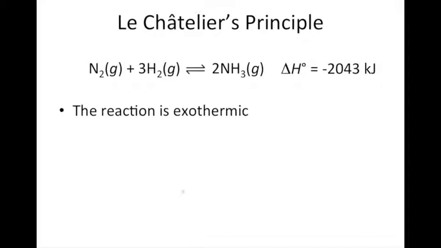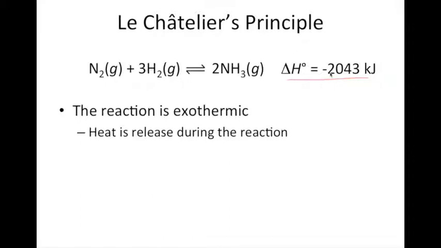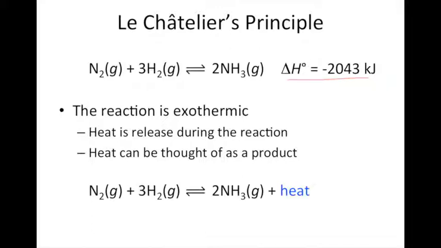Let's examine a couple of reactions. First, let's look at this reaction. Nitrogen plus hydrogen yields ammonia, and we're given that this reaction has a negative delta H. That means that this reaction is exothermic, or it releases heat. So heat is released during the reaction. Another way to think of that, if heat is being produced or released, heat can be thought of as a product of this reaction. So let's write the reaction a little differently. Let's write the reaction, but let's put heat as a product.